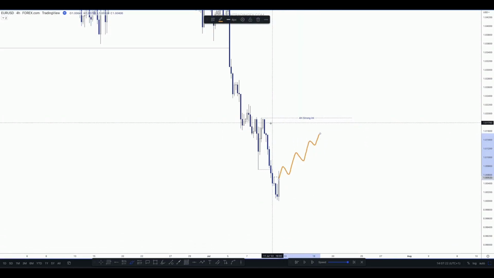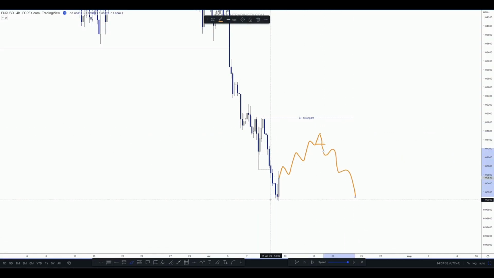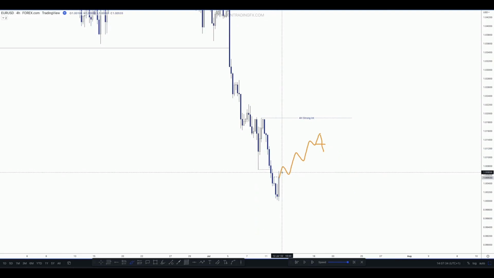Because we could come into this 4-hour strong internal high. We could then get a bearish chalk. And what would that signal? It signals the start and end of internal pullbacks. So that would signal that this internal pullback is finished, right? And now we'd be ready to take out that weak internal low. So that's all change of character is.